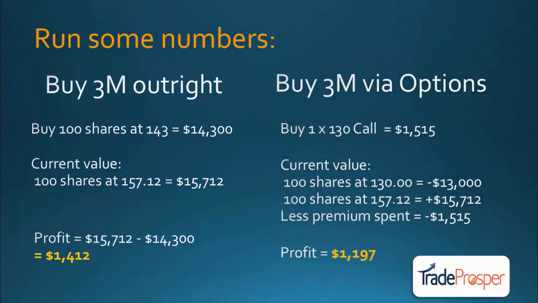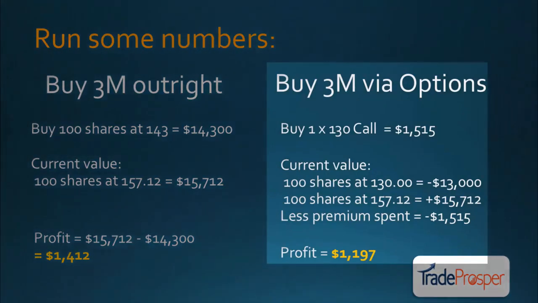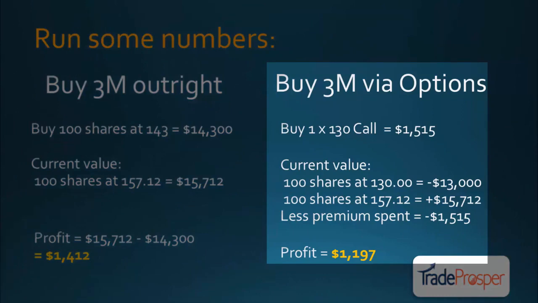Now let's have a look. What would be the case if we had bought one option contract in 3M back in June? Now recall from the example we showed, buying one options contract struck at $130 per share would have cost us $1,515. So what we would have then owned is 100 shares that we can buy at $130 per share at expiry. So even though the option only expires in a couple of weeks from now, we're so close to it now that we can treat it as if it is at maturity.